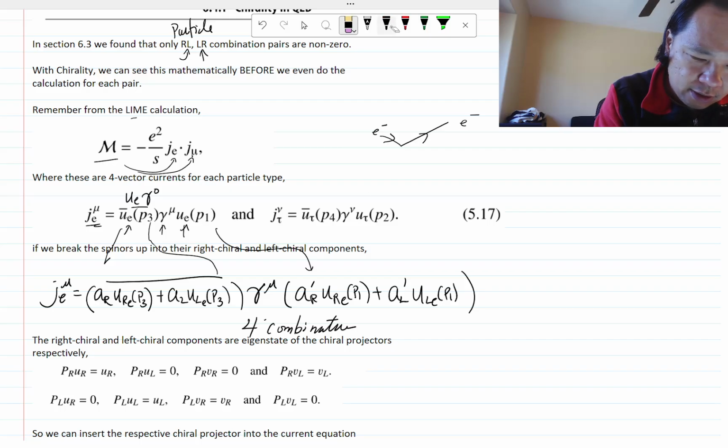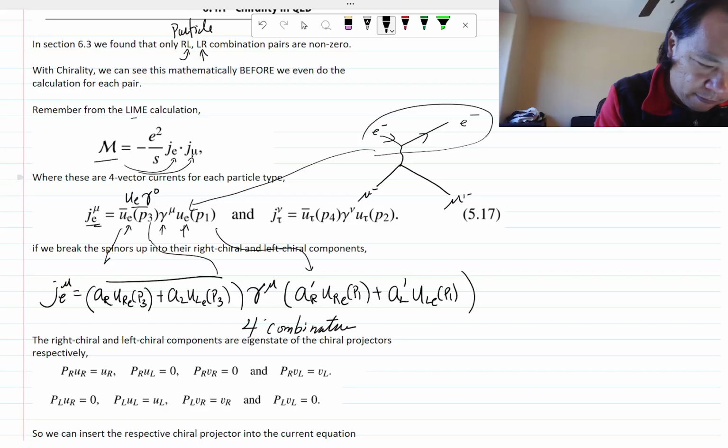in this case, I think this is calculating electron muon scattering. So the one we just did was for this vertex, the one we're going to write down. That's for this vertex.